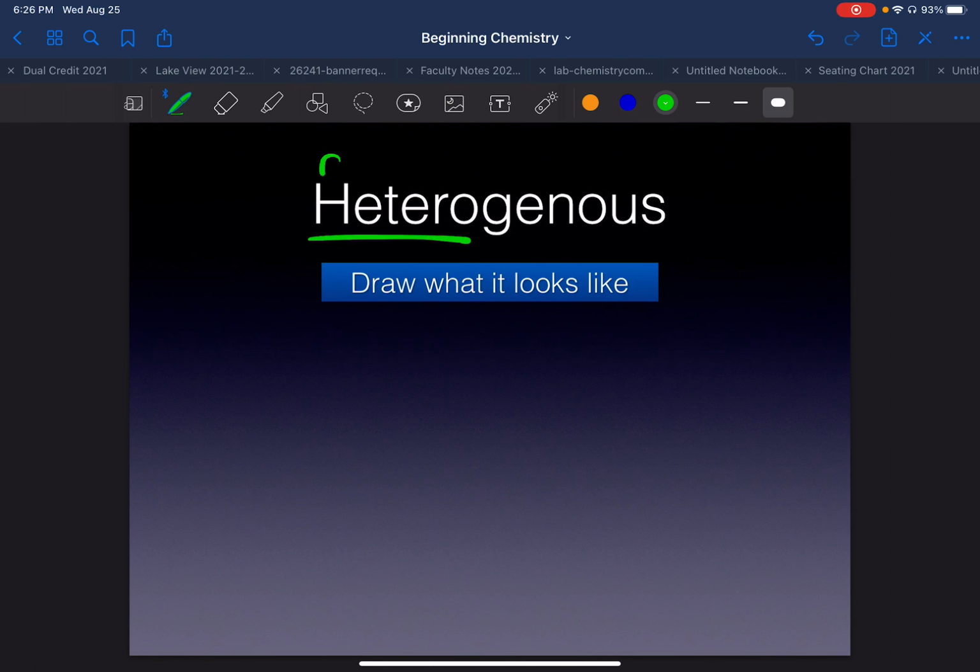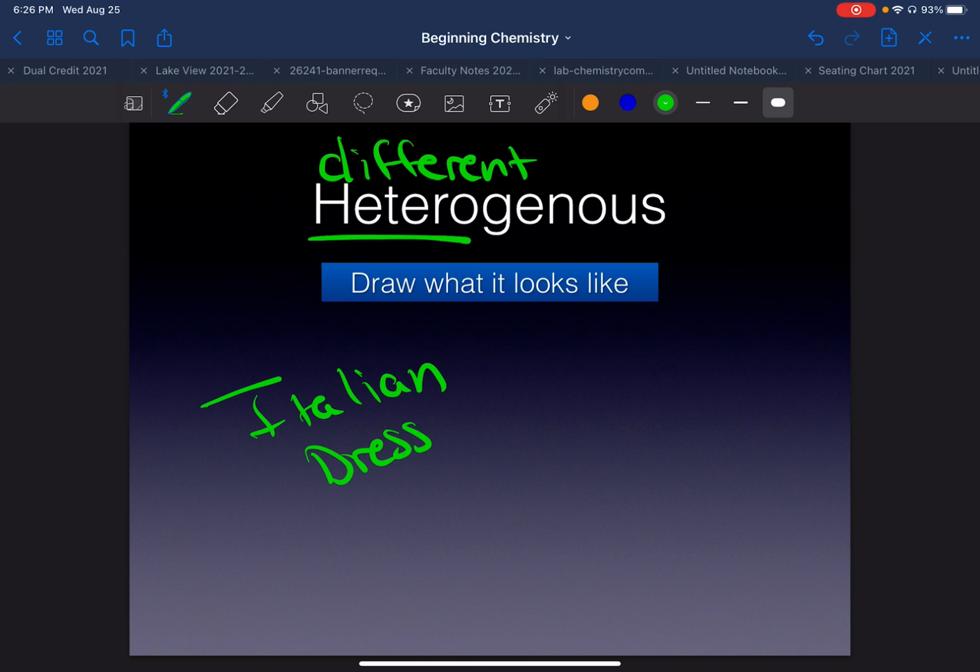Hetero means different. And so that could be your Italian dressing. And basically you can see the different parts in it.